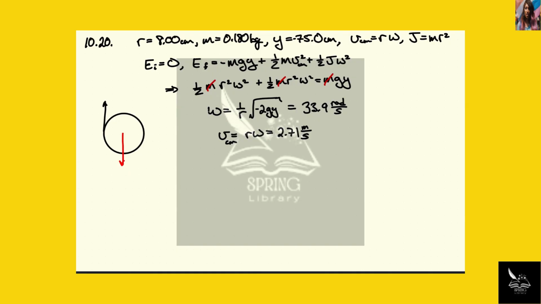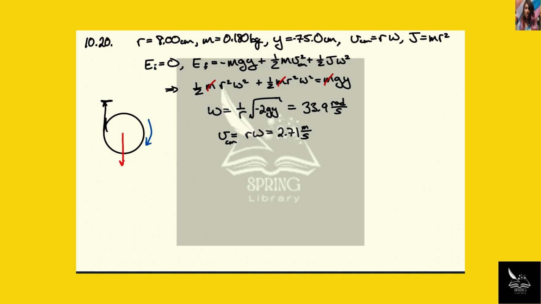So we have kinetic energy. This thing is going to unroll. The string is going to unwrap, and the hoop is going to fall as the string unwraps. So the string is fixed here. The radius of this hoop is 8 centimeters. It has a mass of 0.18 kilograms, and it's going to fall.